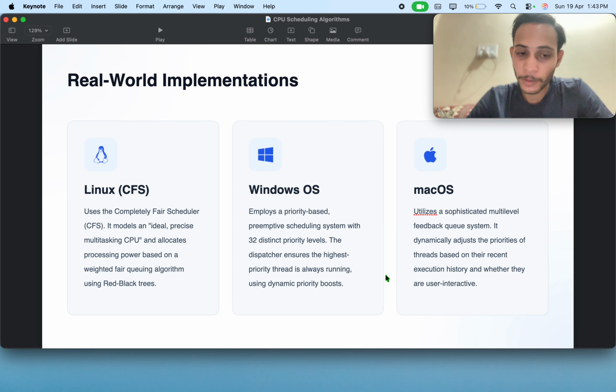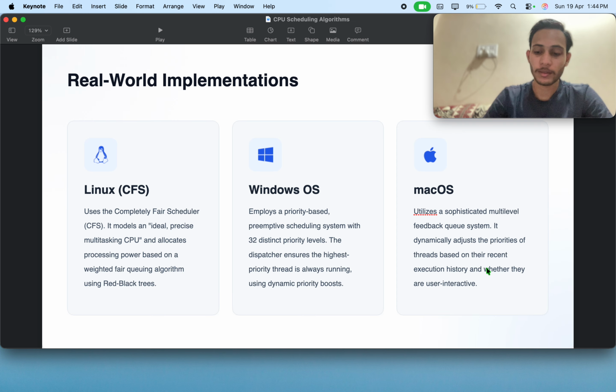The last slide is real world implementation. To bring this into the real world, modern OSes are highly advanced versions of these concepts. Linux uses the completely fair scheduler, which relies on complex tree data structures. Windows uses a preemptive priority system with 32 different levels. macOS uses a multi-level queue that constantly adjusts priority based on what the user is interacting with.